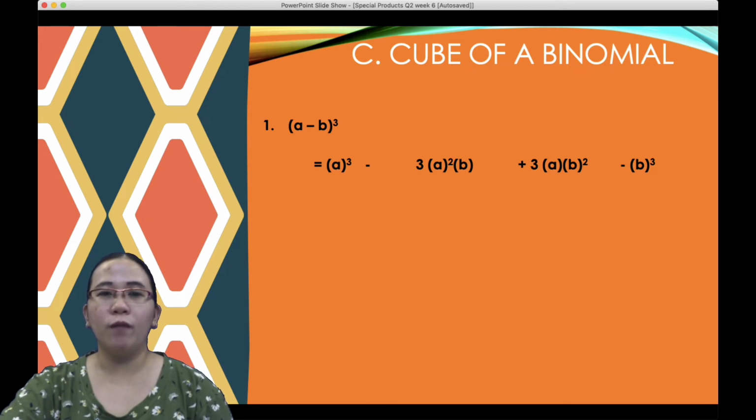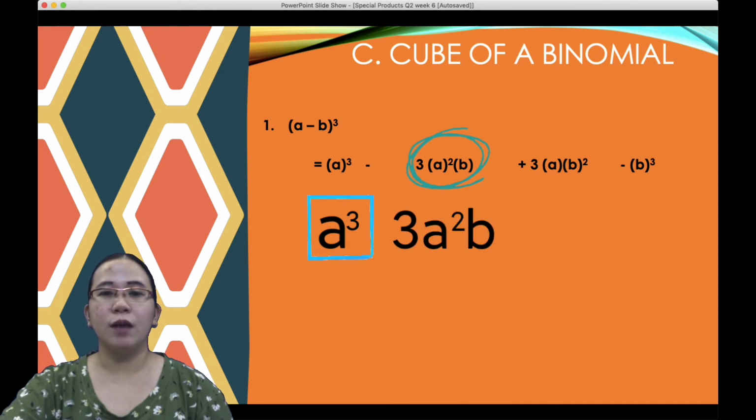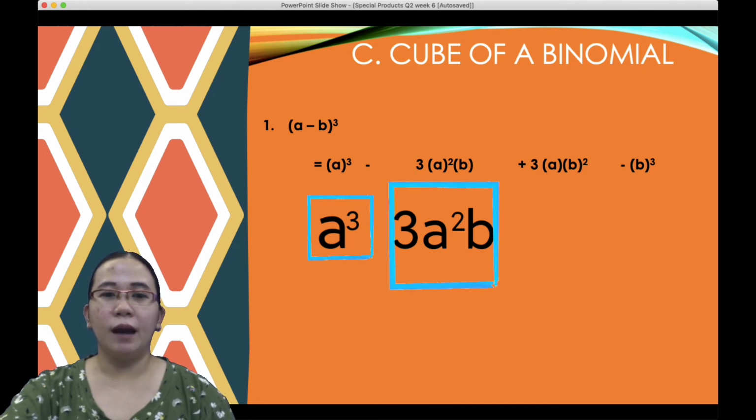To get the cube of the first term, based on the given, we have a. So, a cubed. Tatlong beses mo multiply si a, kaya naging a cubed. A times a is a squared, times a is a cubed. Second term, 3 times the product of the square of the first term and the second term. So, 3 times a squared times b. Minultiply natin ng doble yung a, kaya naging a squared.